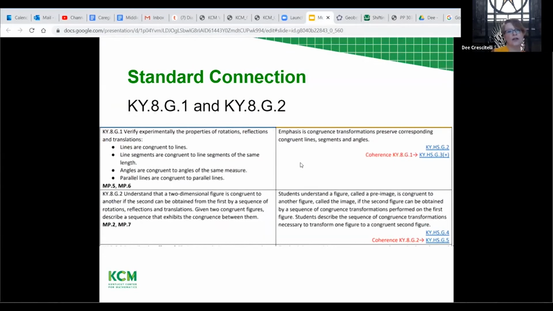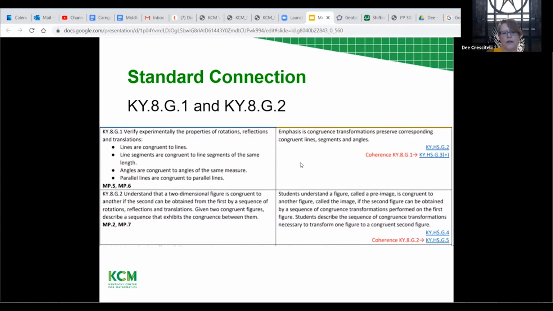So the standards here, there are two that this one starts to lean into, and it is sort of experimenting, right? Verify experimentally the properties of rotations, reflections, and translations. And you just start to look at what happens. Students need experiences of what happens when shapes move in certain ways. And so that experience has to happen. It's not that we're memorizing that lines are congruent to lines and all those sorts of things. They need to intuitively see it and feel it.